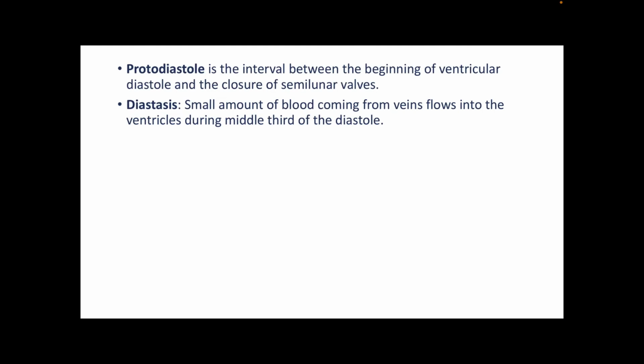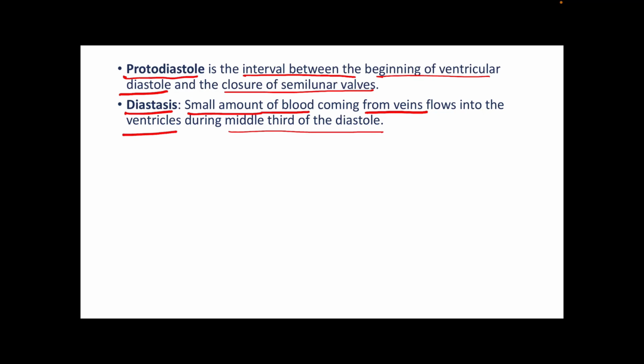So this protodiastole is the interval between the beginning of the ventricular diastole and closure of the semilunar valves, and diastasis is when the small amount of blood coming from the veins flows into the ventricle during the middle third of the diastole. So we had seen these two things also. So this is all about the cardiac cycle, definition and phases of cardiac cycle.